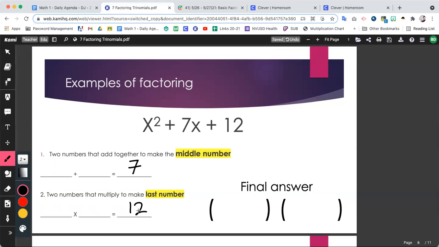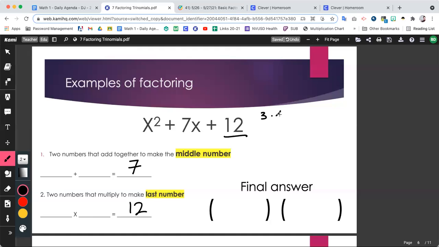Now, here's the part that makes it kind of like a puzzle. It has to be the same 2 numbers. The same 2 numbers have to add up to 7 and multiply to make 12. Okay, so hopefully you might already know the answer in your head. But the way we start every problem is we always look at the last number and we think about the factors. So again, we just did this. What are the factors of 12?